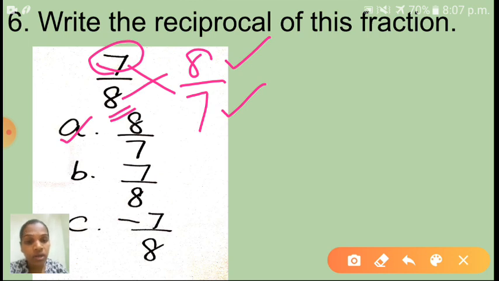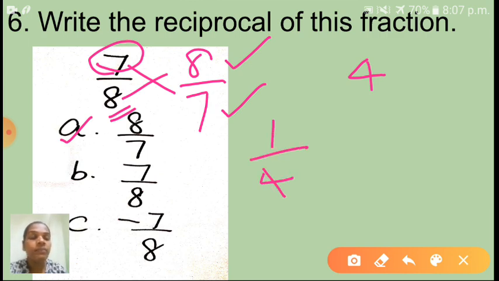Now shall I give one more number? Can you find the reciprocal? Yes, are you ready children? See here children, one number I will give, 4. This 4, what is the reciprocal of this 4? Can anyone say? Very good, 1 upon 4.